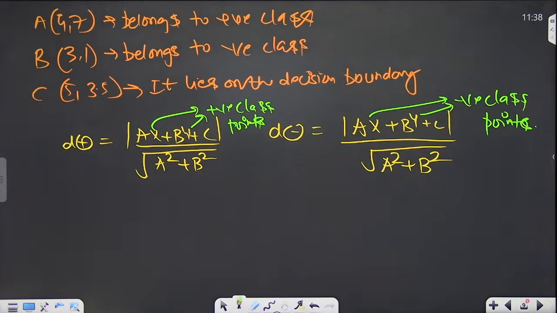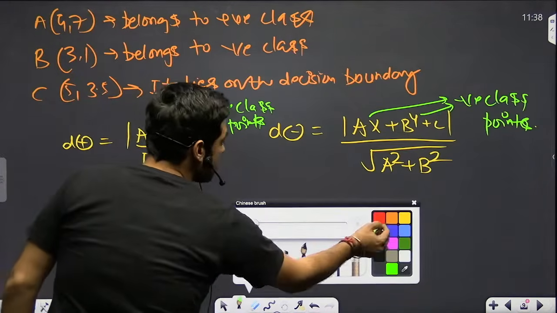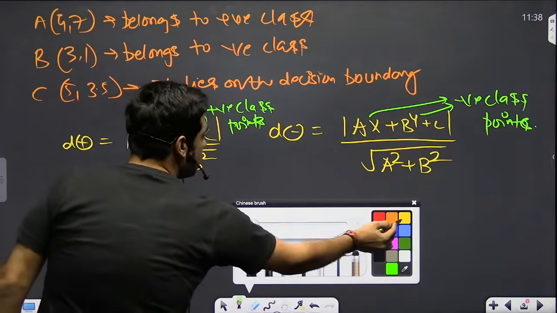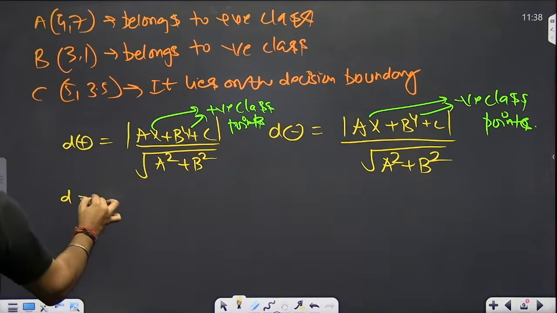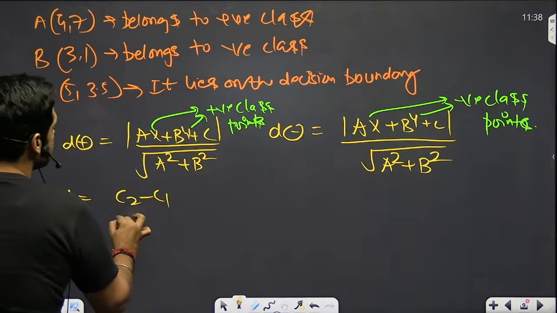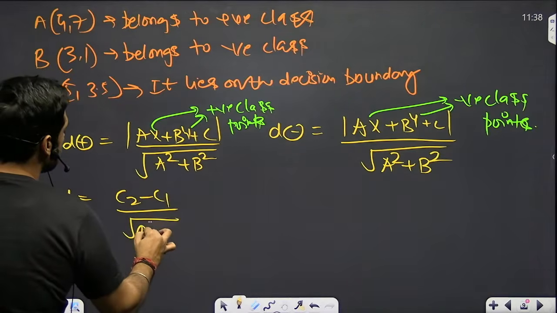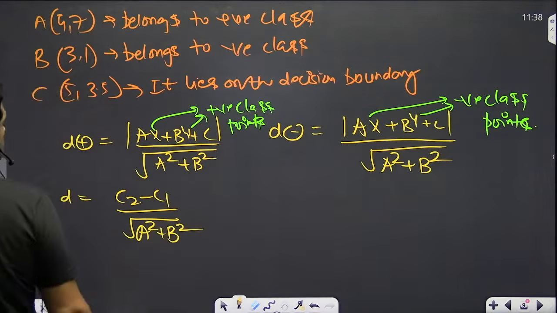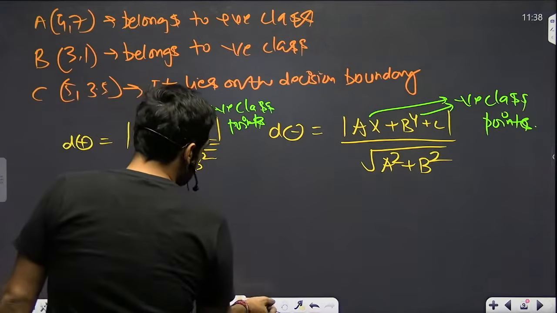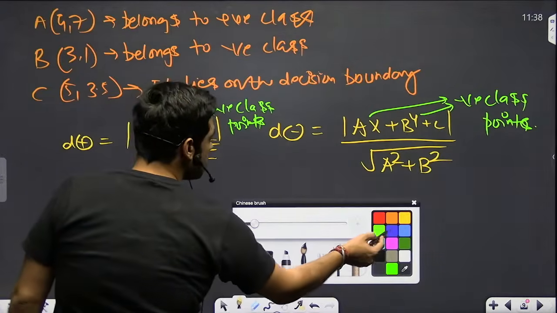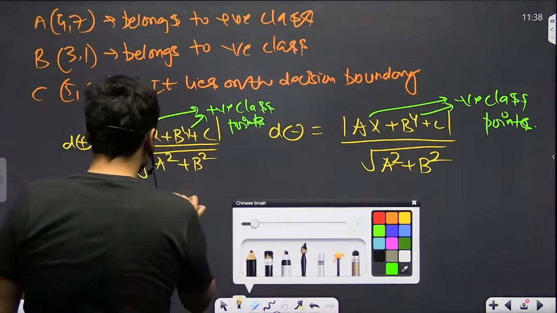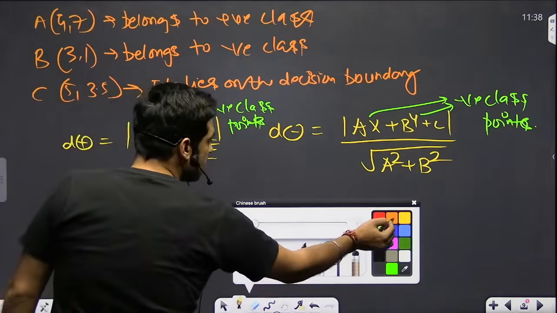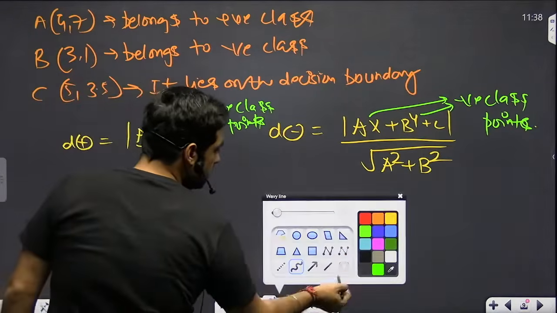Now combinedly, if I just combine this, the value of d would be c2 minus c1 upon under root of a square plus b square, the mod of c2 minus c1. So just write this formula. Very important, just write this formula.